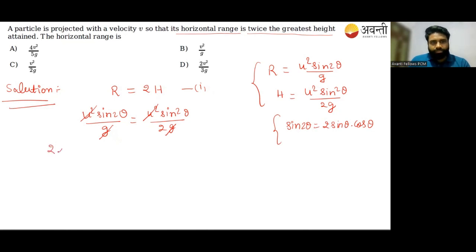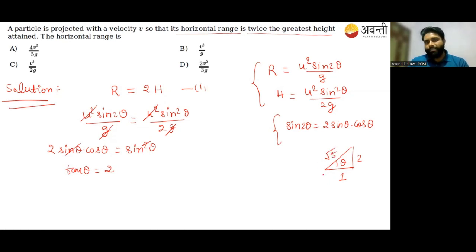So if I expand this, 2 sine theta cos theta equals sine square theta. One sine would get cancelled out. So here we are with 2 cos theta equals sine theta. So tan theta is equal to 2. In a triangle, if tan theta is equal to 2, this will be 2, the perpendicular, by 1, the base. So the hypotenuse would definitely be root of 5 according to the Pythagoras theorem.